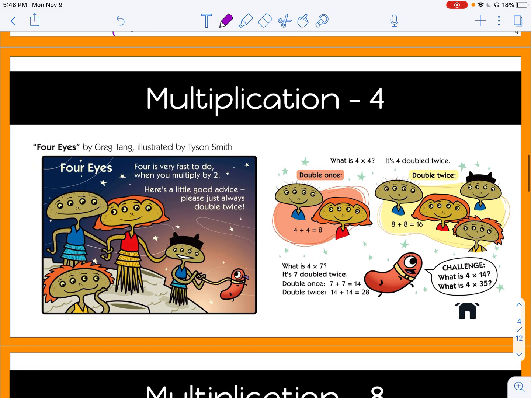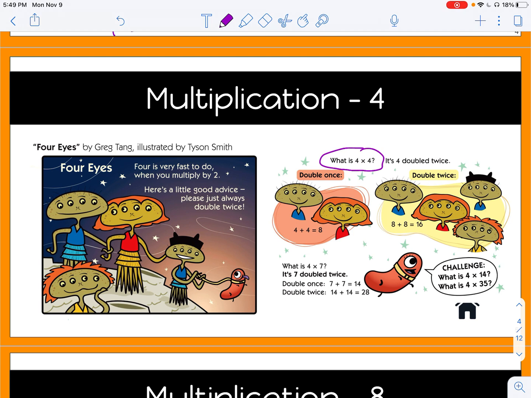Another way to think of it is, 4 is very fast to do when you multiply by 2. Here's a little good advice: please just always double twice. Okay, so here we go. What is 4 times 4? It is 4 doubled twice.